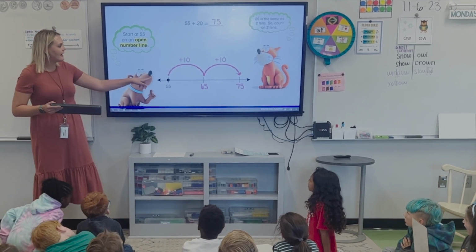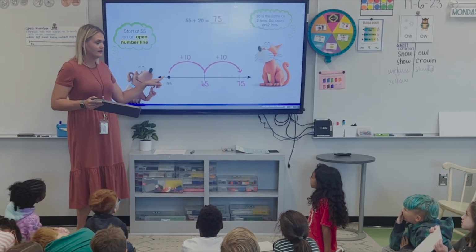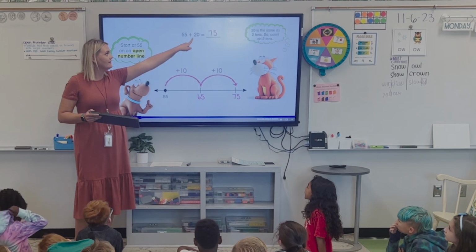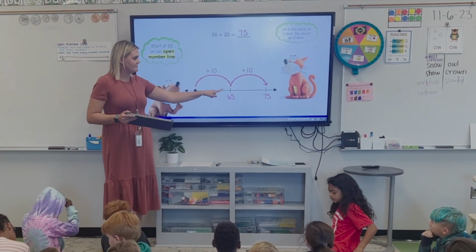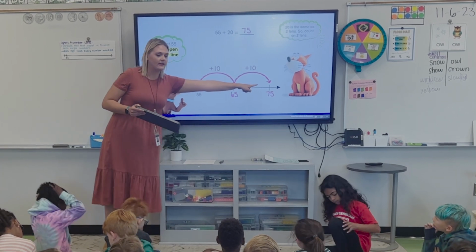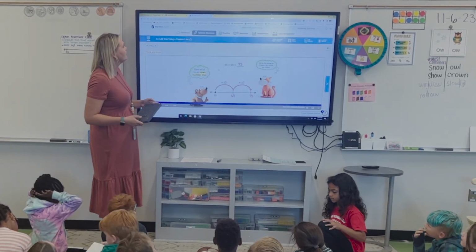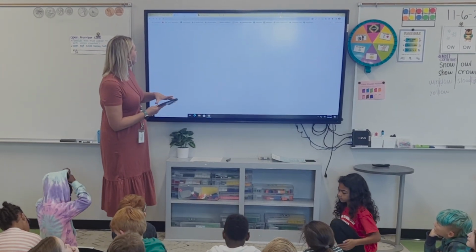Did you see how they used the open number line to show jumps of 10? They started with 55, and they knew that 20 is the same as 2 tens. So they did a jump of 10 plus another jump of 10 to get the sum. Okay, right now we are going to do the same thing together on a problem.